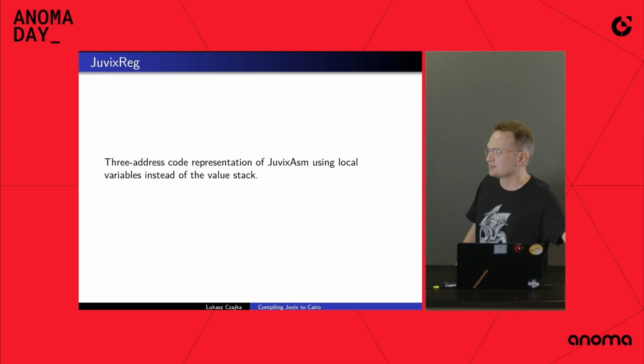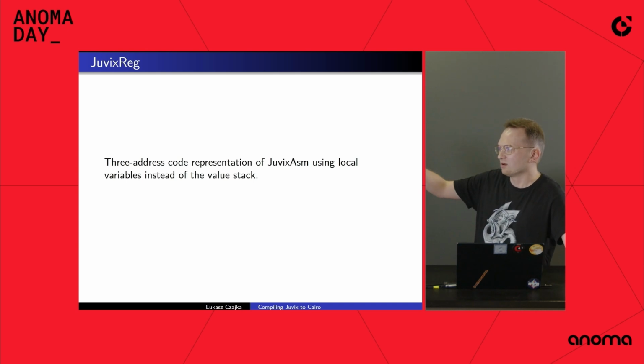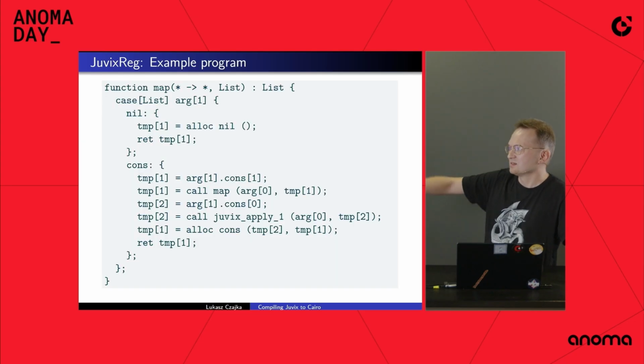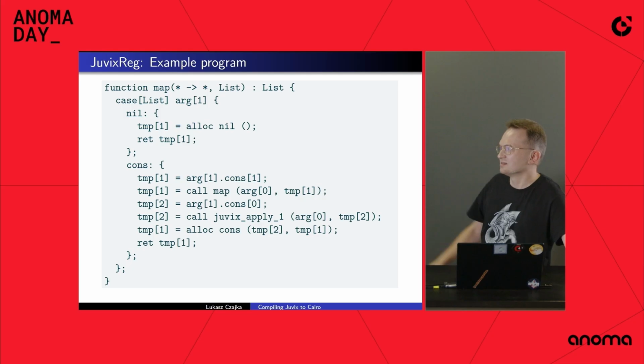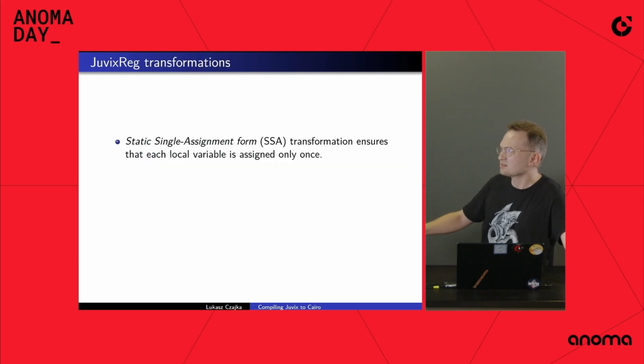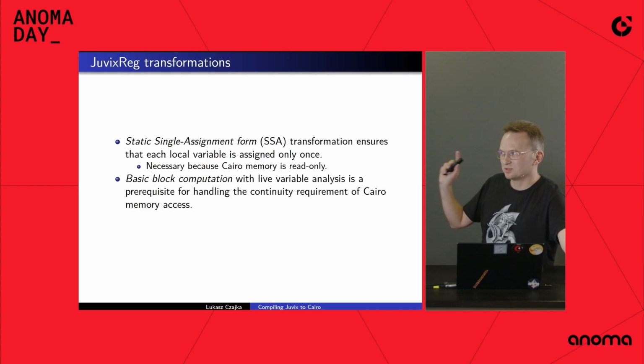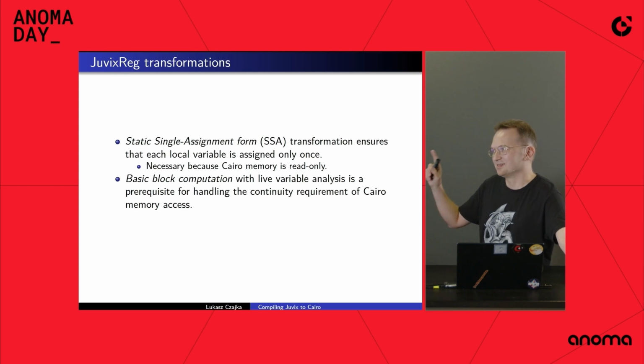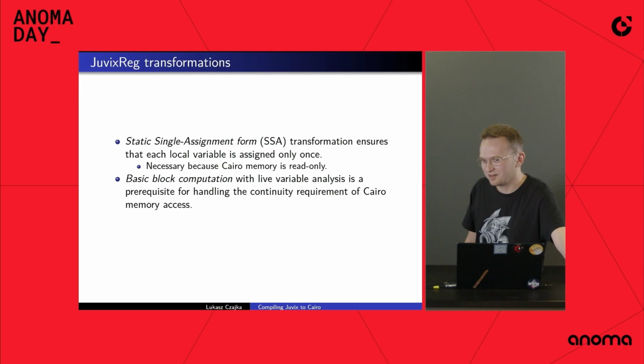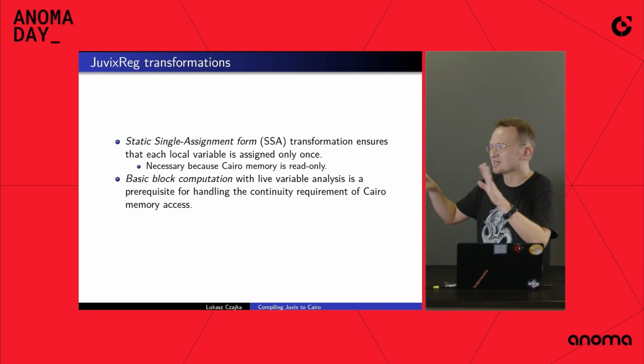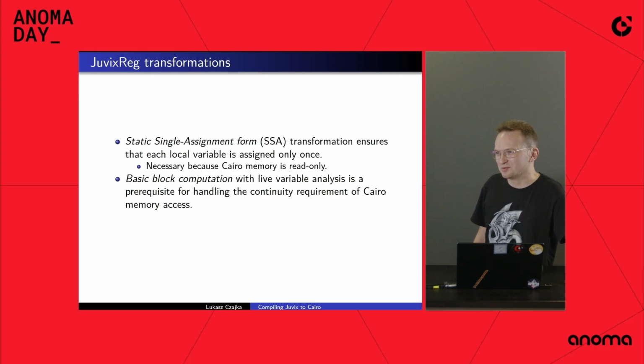All right, and then we have another representation that is a more imperative, let's say, register machine representation of Juvix assembly that uses local variables instead of the stack. What happens there? We just assign variables to each place in the stack and generate this representation. And to actually be able to compile into Cairo, this is more Cairo specific, we now need to do these two transformations that I will not go into any detail of, but they are necessary to deal with the peculiarities of Cairo that I mentioned earlier. We basically need to ensure that each local variable is used only once because of this read-only thing, and we need to do a bit more sophisticated stuff to deal with this continuity requirement.